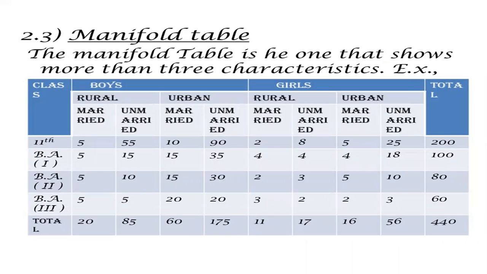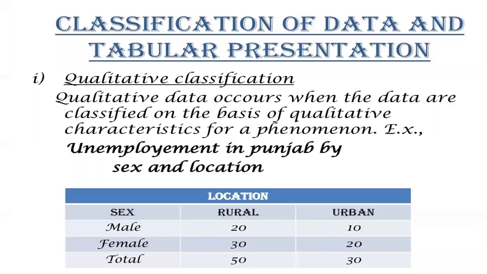In the manifold table, the table is one that shows more than three characteristics. Likewise, rural boys or urban boys, married or unmarried, and girls are also shown, and then they show the total. So this is called the manifold table.